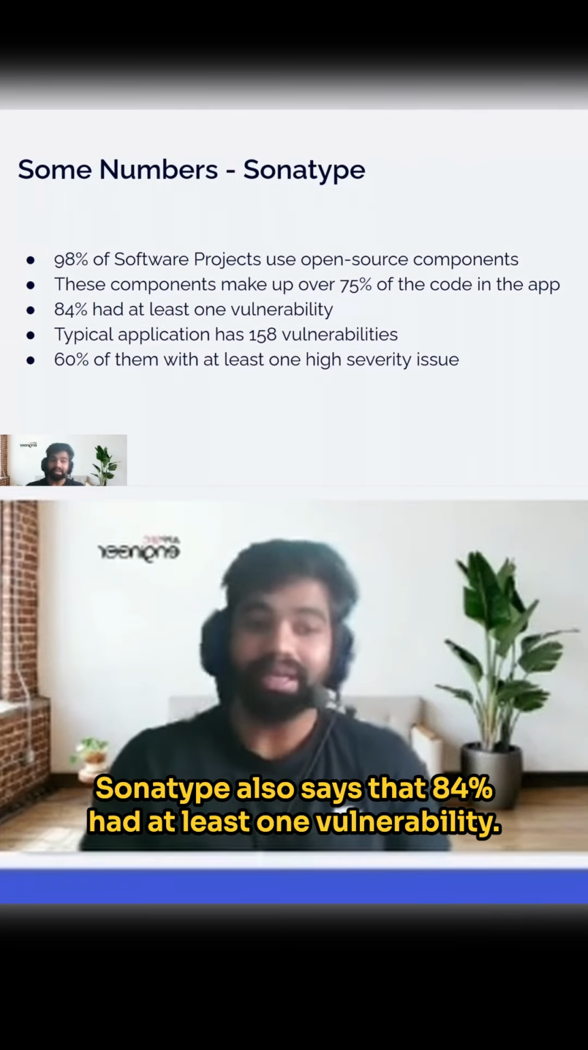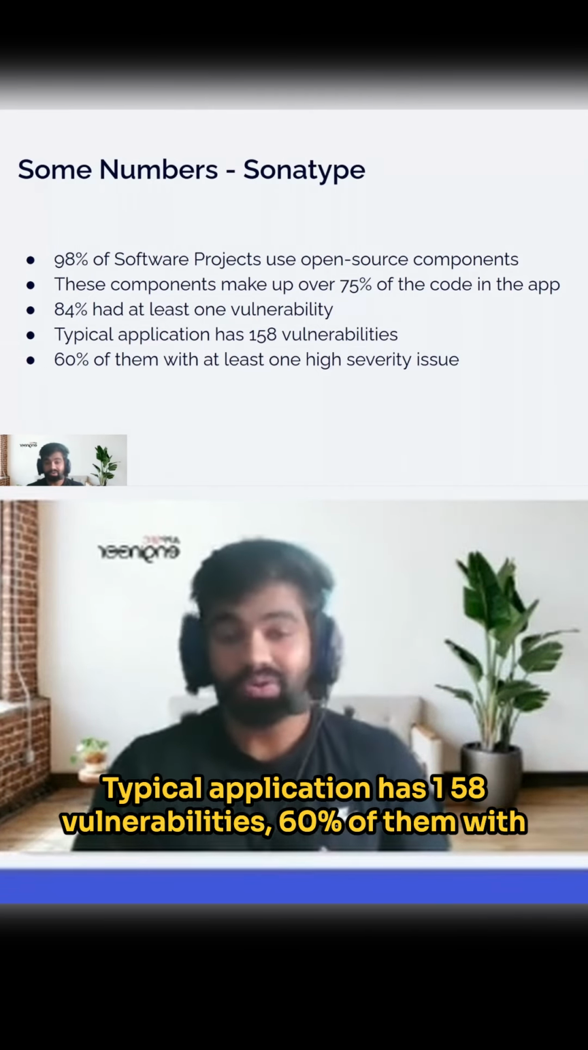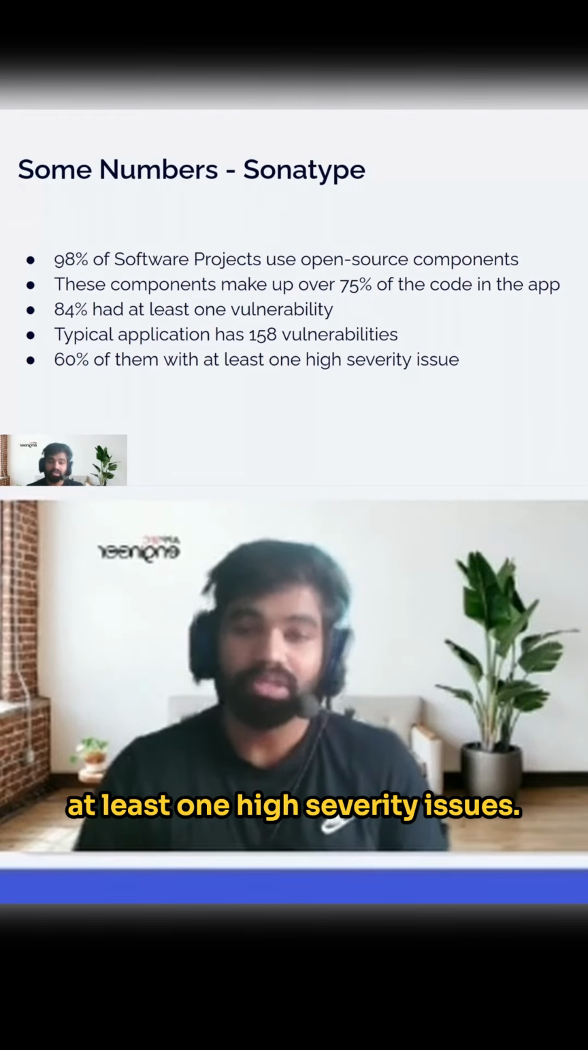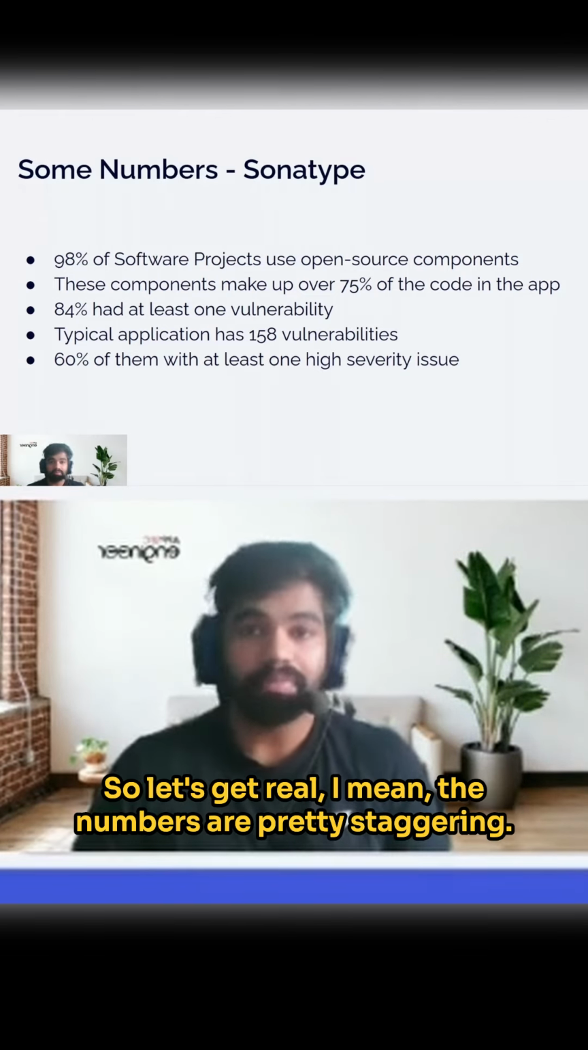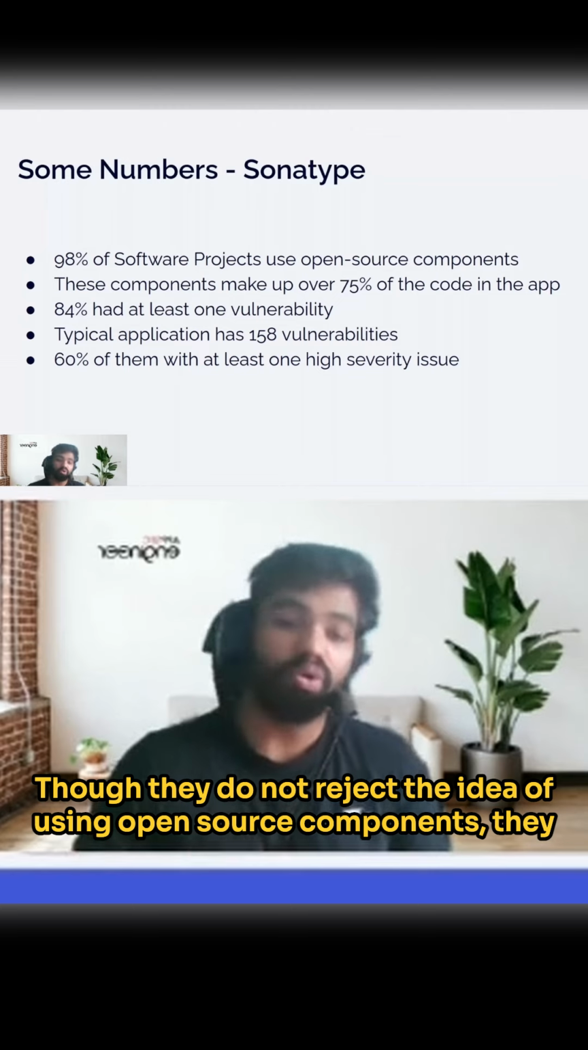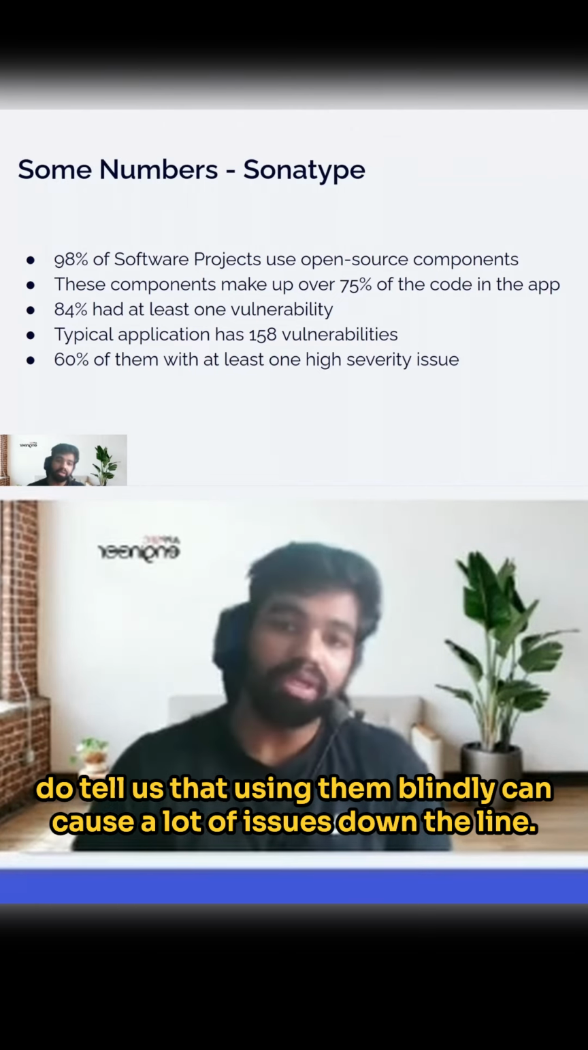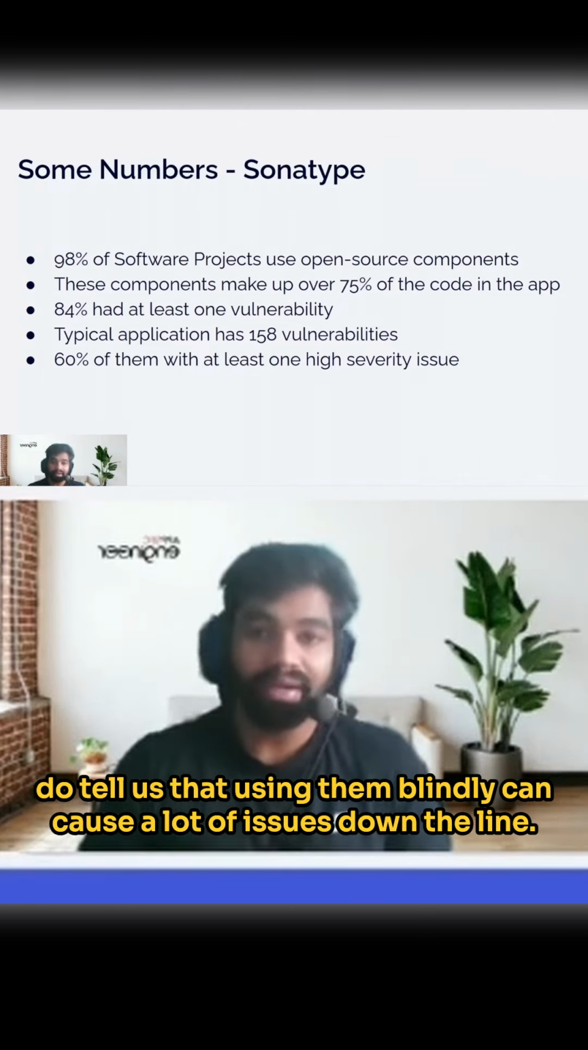It also says that 84% had at least one vulnerability. Typical application has 158 vulnerabilities, 60% of them with at least one high severity issue. So let's get real. I mean, the numbers are pretty staggering. Though they do not reject the idea of using open source components, they do tell us that using them blindly can cause a lot of issues down the line.